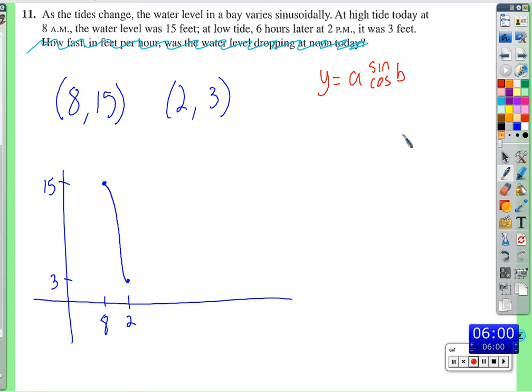We're going to have the sine or the cosine, depending on which one we choose, of B. That's going to affect our period, times X minus H. That's going to be our horizontal shift. And there's going to be our vertical shift.